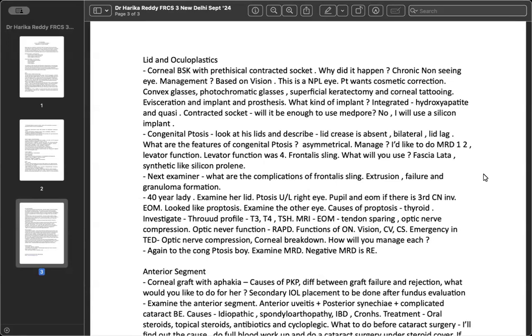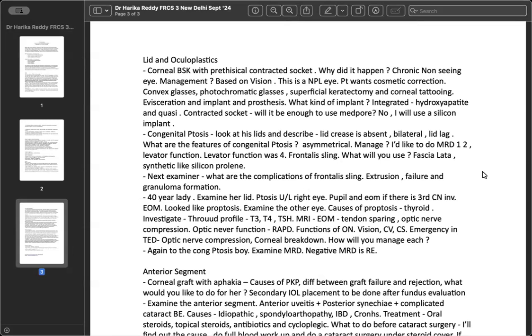So he asked me, what are the features of congenital ptosis? Apart from the three which are mentioned here, asymmetry is one of the most important things. And this boy also had asymmetrical ptosis. So he asked me, how would you manage this patient? I told him I would like to do ptosis measurements. Again, you start with Hirschberg, MRD1, to levator function.